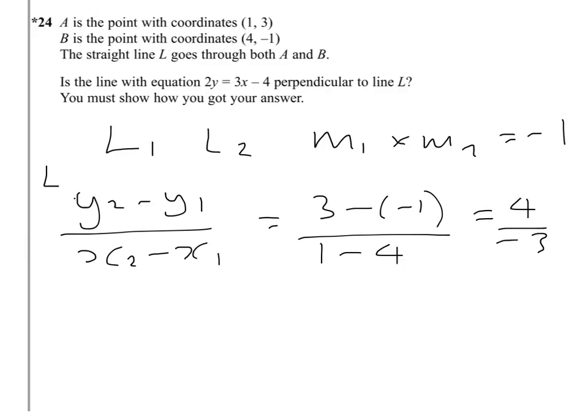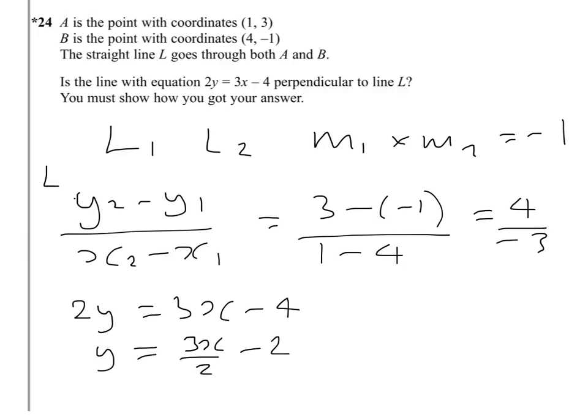So from this line, 2y equals 3x minus 4. Now another way you can find the gradient is to make y the subject and look at the coefficient of x, the number in front of x. So if I divide everything by 2, then I'm going to get 3x over 2 minus 4 over 2, which will give me minus 2. And so the gradient of the second line, line 2 we'll call it, equals 3 over 2.